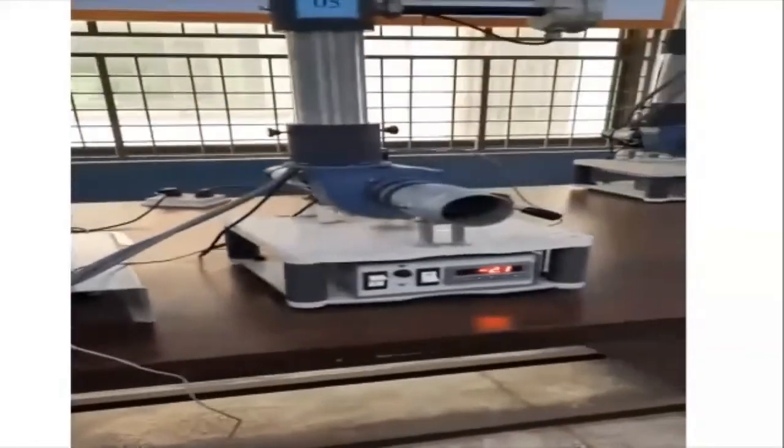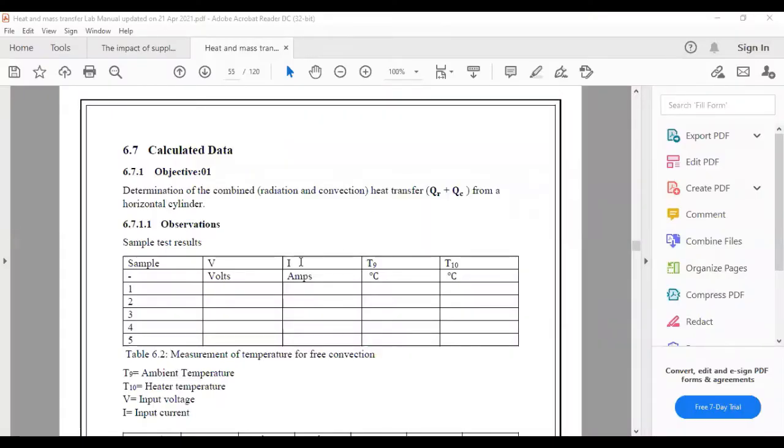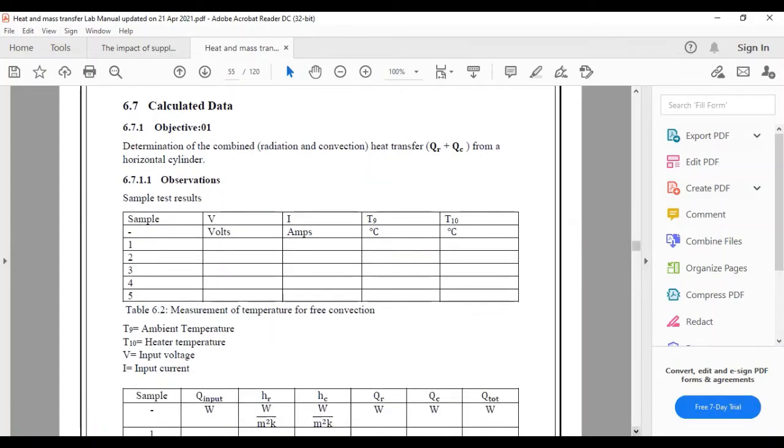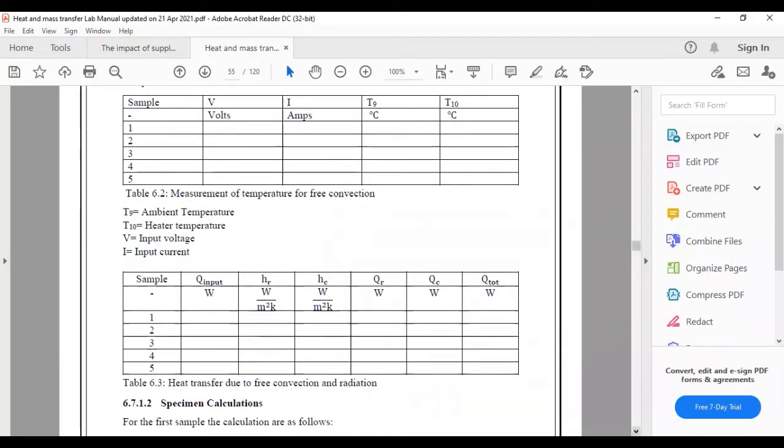So now we will move towards our lab manual to check how we will use these readings to calculate our heat transfer due to radiation and convection. Coming back to our lab manual, this is the observation table. We have got the values of voltage, current, and against these different values of voltage, we have got the values of T9 and T10. These are the air temperature and heater temperature. So we have 5 sets of readings here, and after getting these readings, we will learn how to use them to calculate all these parameters.